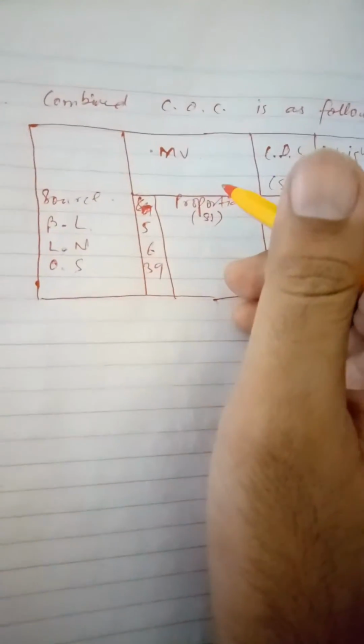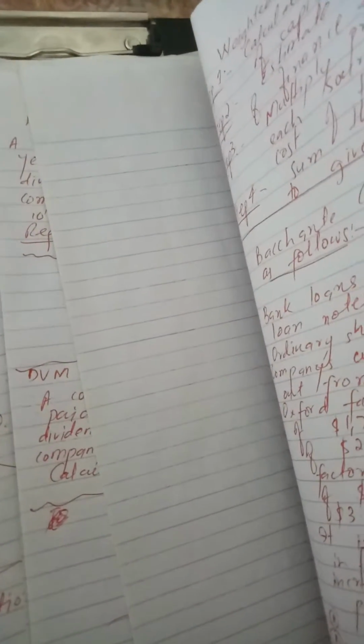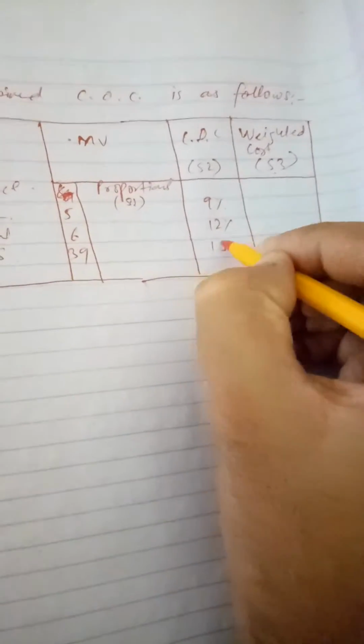Okay, so we need to calculate first of all the proportion. You need to estimate the cost of each source of finance. This is 9%, 12% and 15%. We have to multiply with this one.